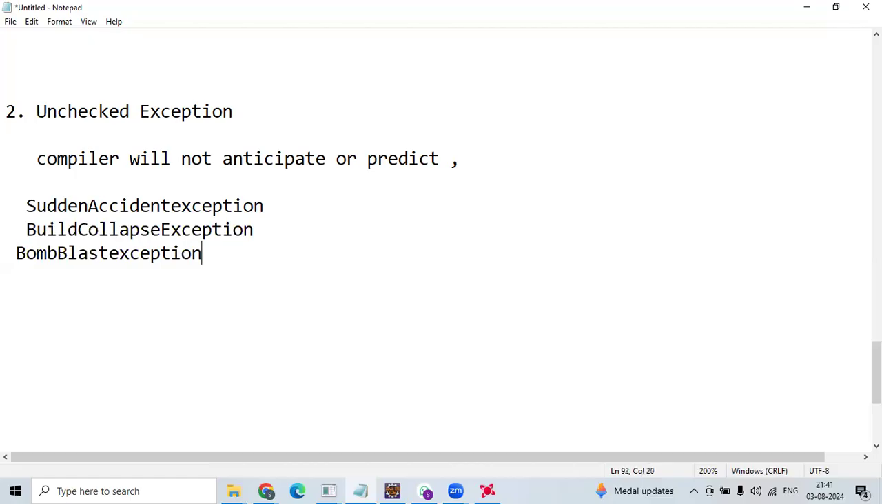So what I'm trying to say, earlier your compiler will play the role of your mother or father or well-wisher. But here no one will anticipate these exceptions. So what I mean to say is the compiler also can't anticipate these types of exceptions. If you want to go technical, I mean arithmetic exception, or array index out of bounds exception.